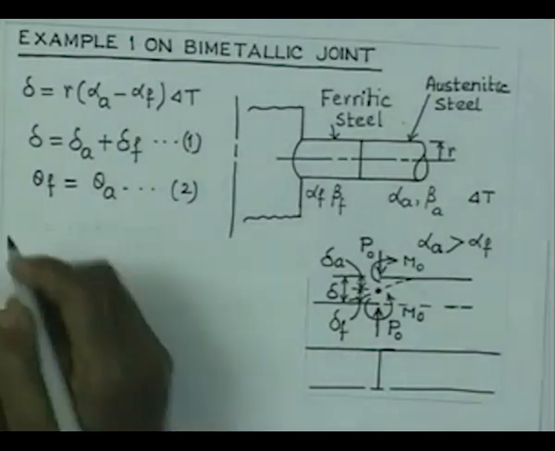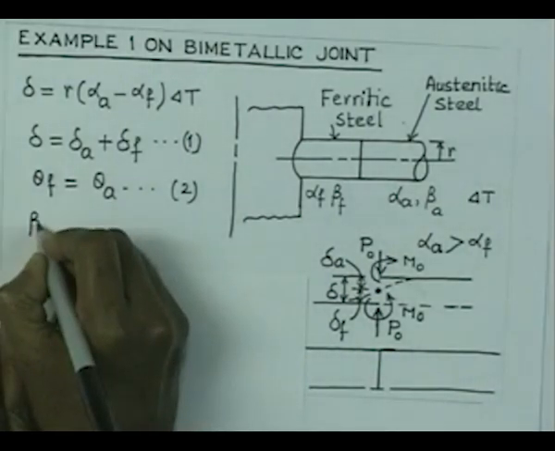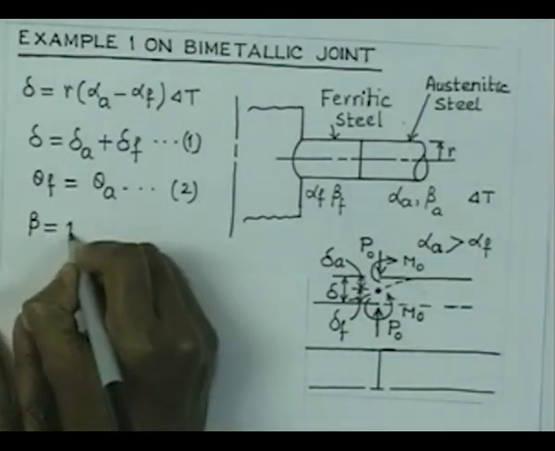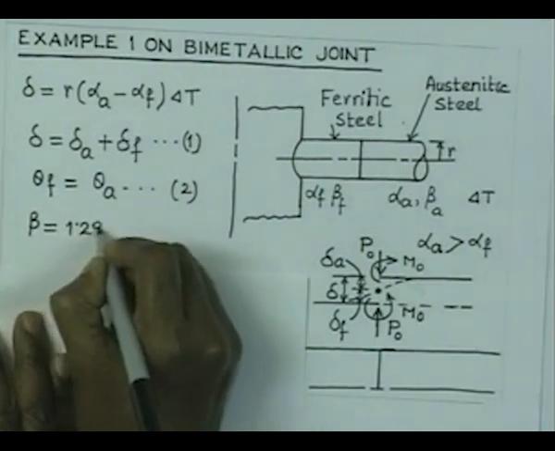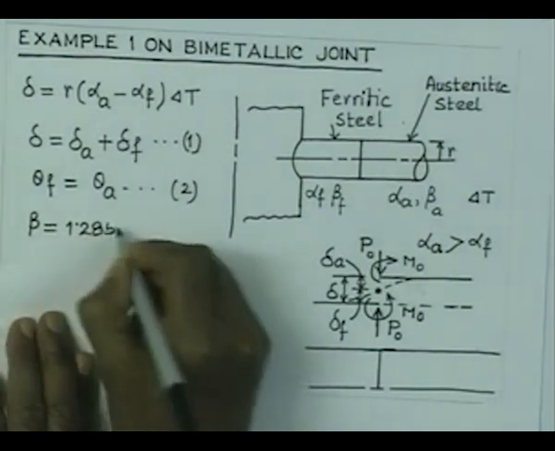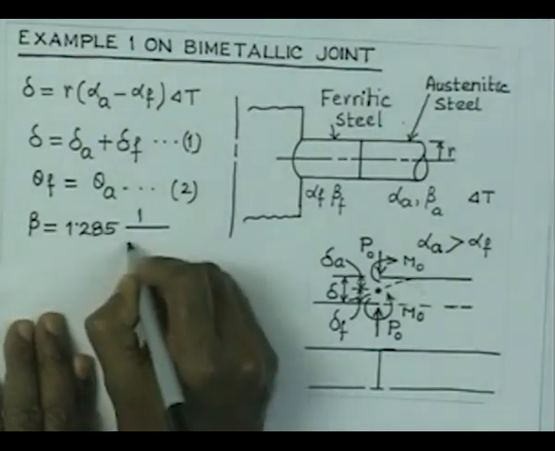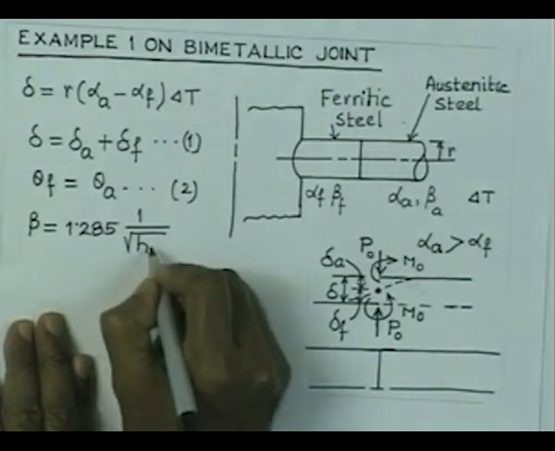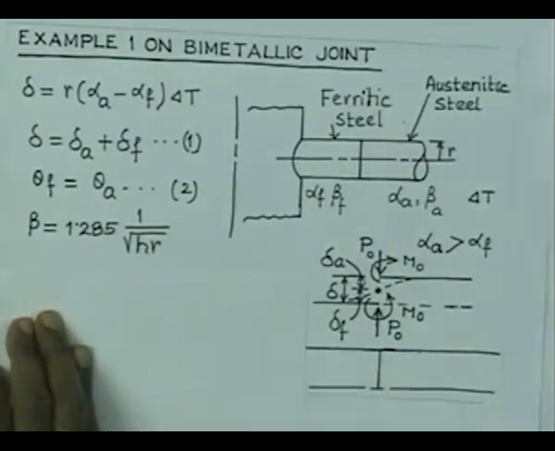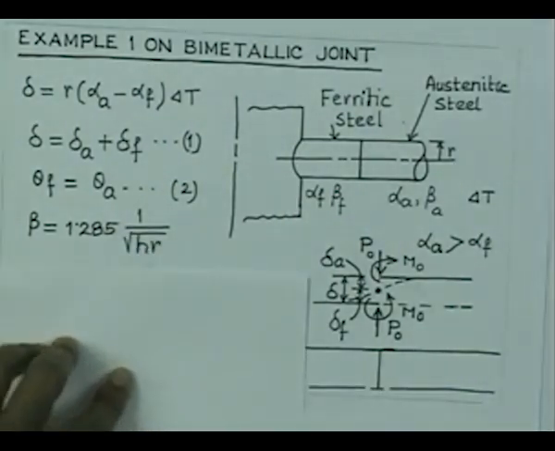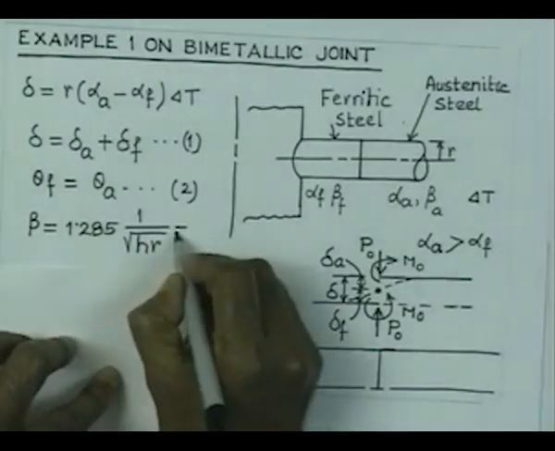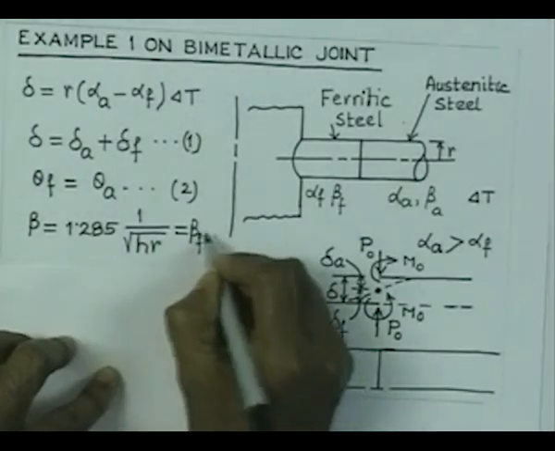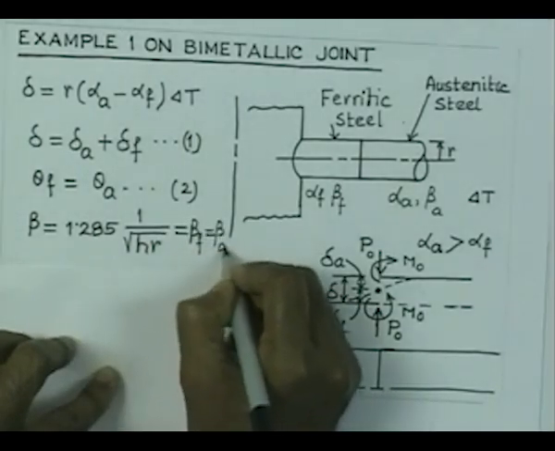We can already write beta equal to 1.285 divided by root over h r. That is common for both the pipes, so it is equal to beta F and is equal to beta A.